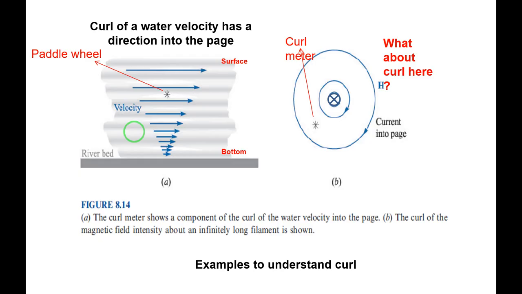Next we will take the example of curl. We will try to understand the example of the curl. Observe here, this is the river bed. The water is flowing from left to right in this direction, everywhere left to right. This is the bottom of the river, and this is the surface of the river. The water is flowing from left to right. We will place a paddle wheel here.